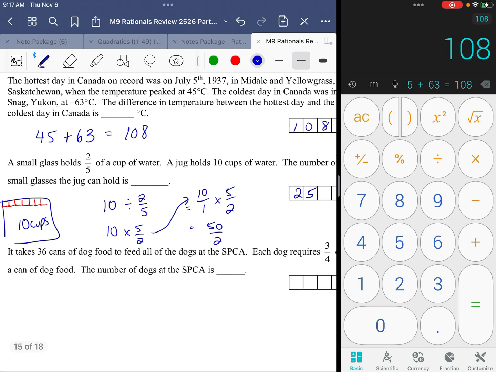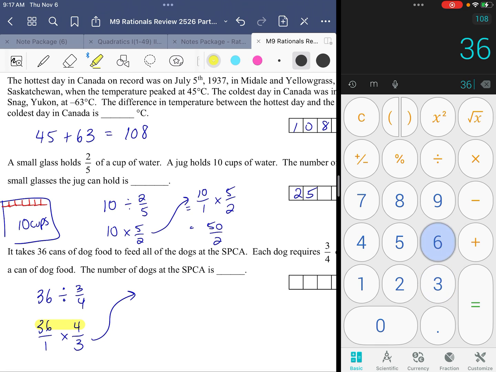It takes 36 cans of dog food to feed all the dogs. So we start with 36, and we're dividing it into 3/4 of cups. So again, that's 36/1 multiplied by 4/3. Multiply your numerators. 36 times 4 is 144. 3 times 1 is 3. So what we end up with is 144/3. And if we reduce that, that is 48 dogs could be fed.